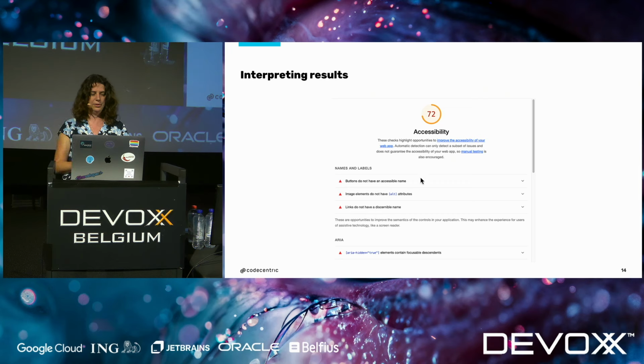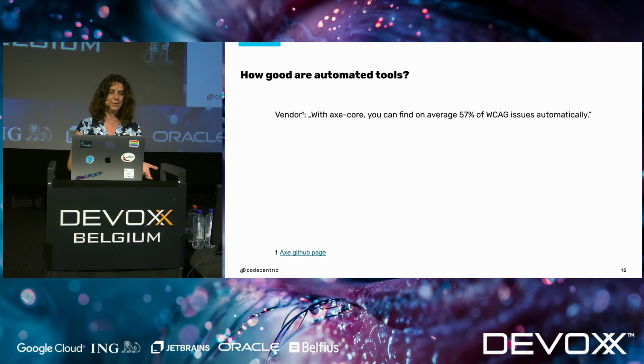And then there is just one slight problem with this presentation, because it looks like if you fix all these problems, then you reach 100 here, and then your page is accessible. But this might not be the case. And the reason for that is that these tools cannot discover all the accessibility problems. How much can they discover? Well, that's a matter of debate. I'll show you two extreme positions.